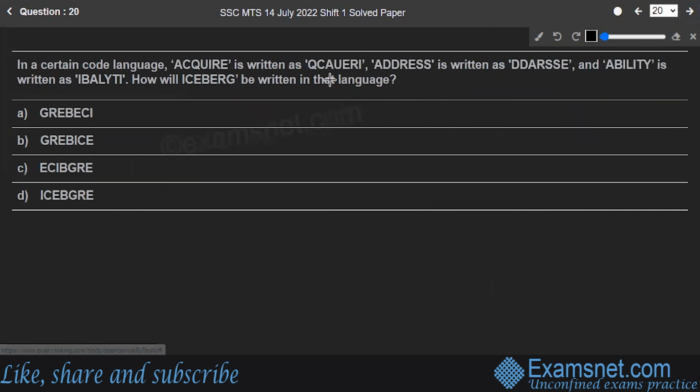Let's move to the next question, number 20. In a certain code language, acquire is written as QCAUERI. Address is written as this. Ability is written as this. Iceberg will be written in the same language as what? Okay. So definitely there is some code which relates this word to this set of alphabets, and this word to this set of alphabets, and ability to this set of alphabets. You have to crack that pattern in order to answer the question.